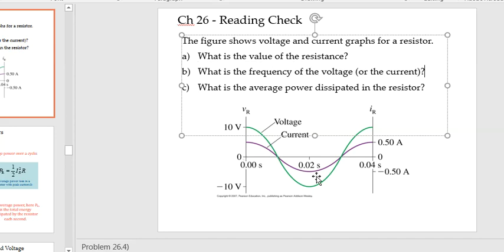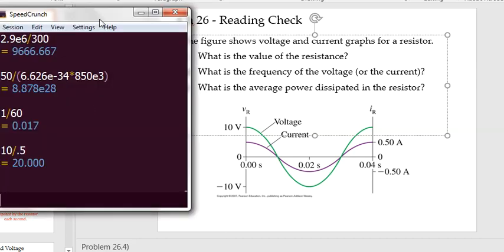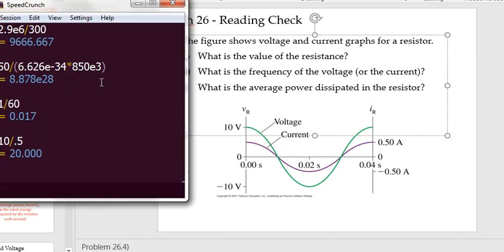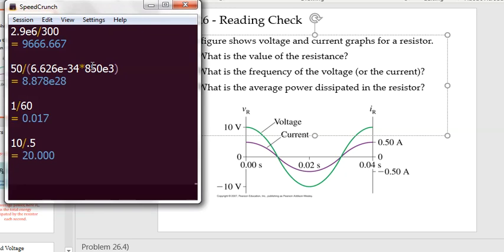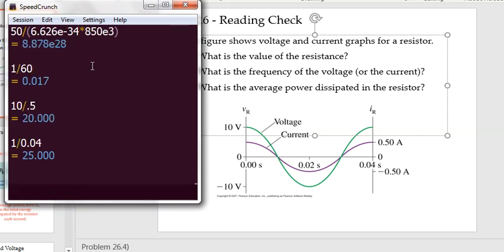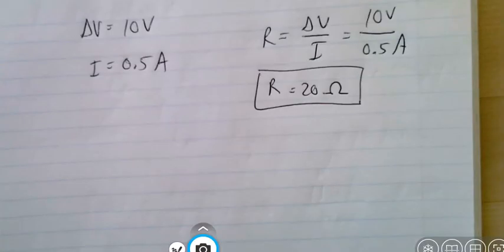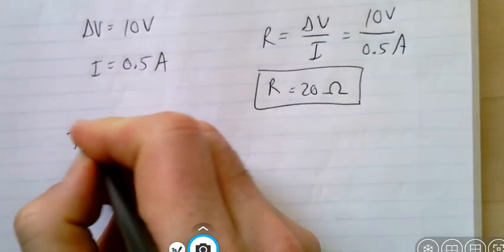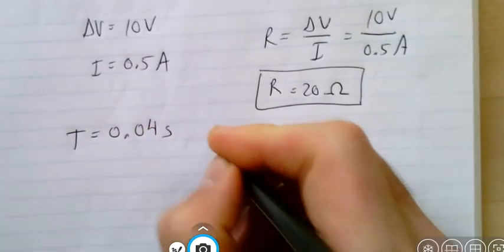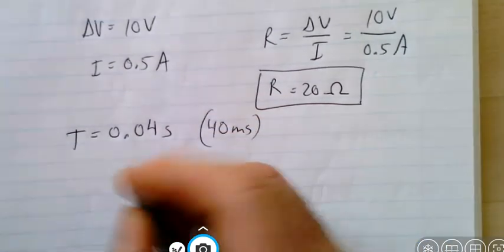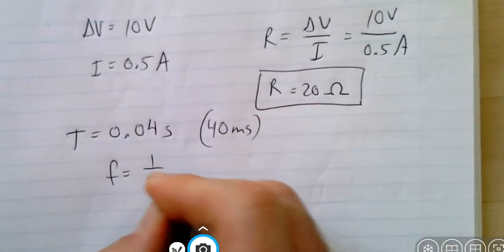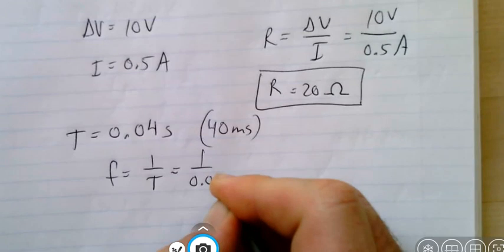Well, we can see here that the total time for this waveform to repeat itself is 0.04 seconds. So we don't even need to write something down. We can just directly calculate, since we know that the frequency is equal to 1 over the period, that we have 25 hertz as our frequency. So just to be clear, what I did here is I recognized that the period was 0.04 seconds, which is the same thing as 40 milliseconds. And then I used that frequency is equal to 1 over period, so I did 1 over 0.04.